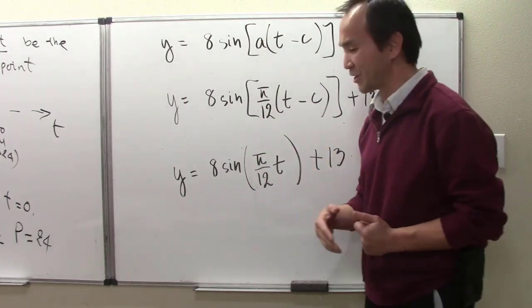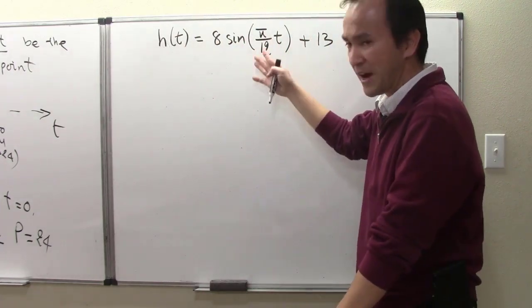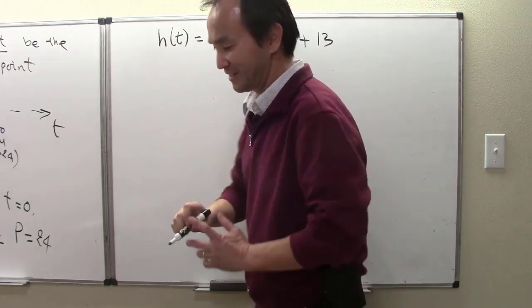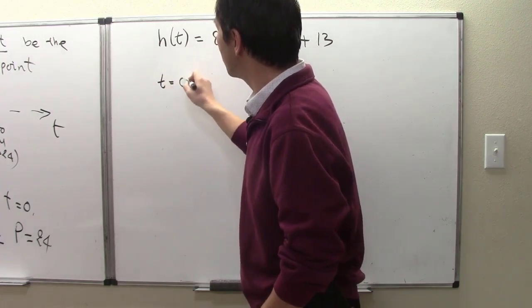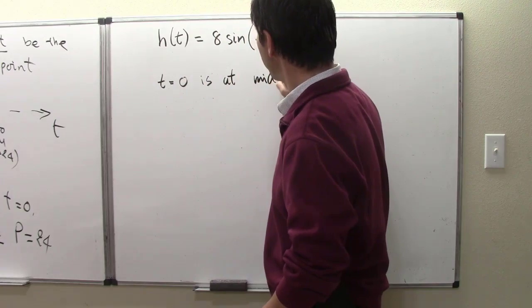Okay, now that our modeling function is found, recall that the starting point t equals 0 is at midnight.